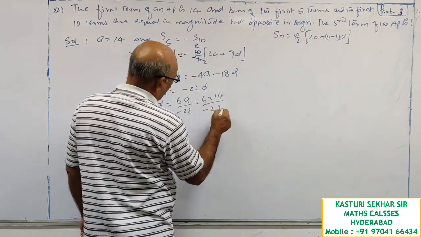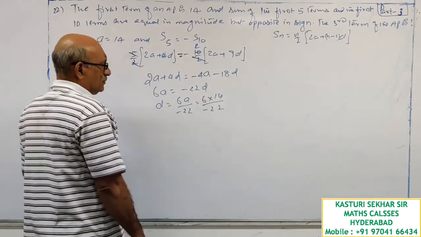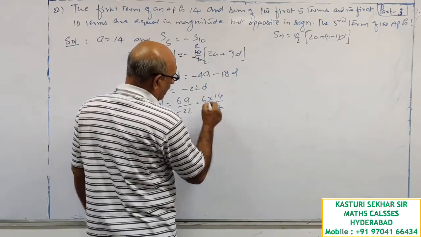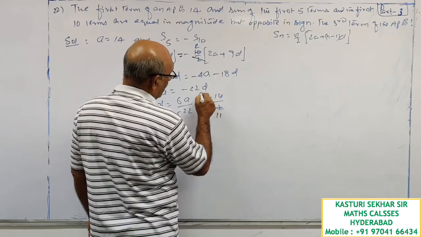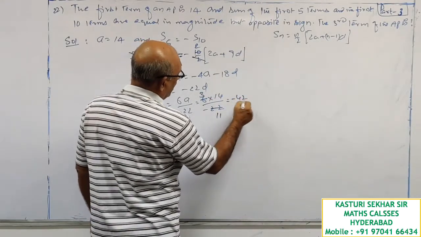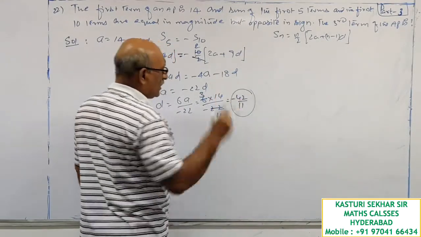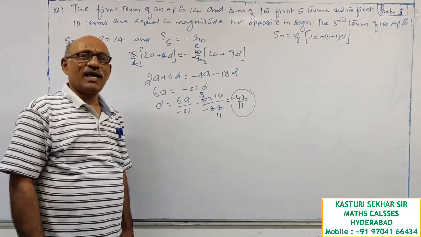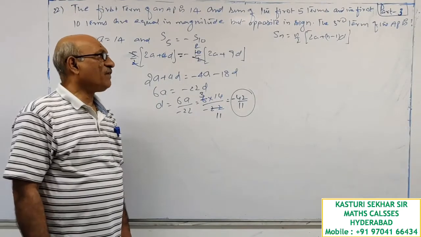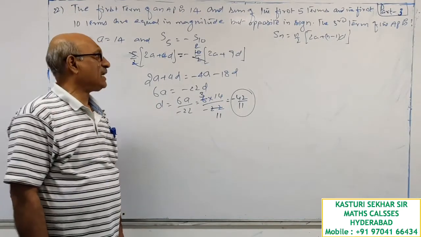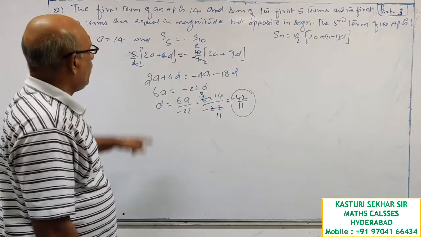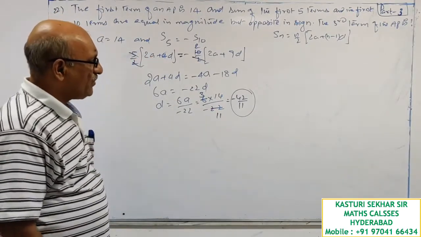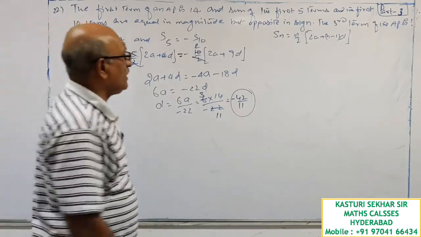6 into 14 by minus 22. 2 will go 11 times, 2 will go 3 times. So minus 42 by 11. From the given information, common difference value is calculated. Now already a value is given as 14, d value is obtained as minus 42 by 11.